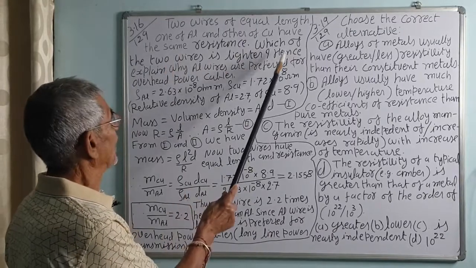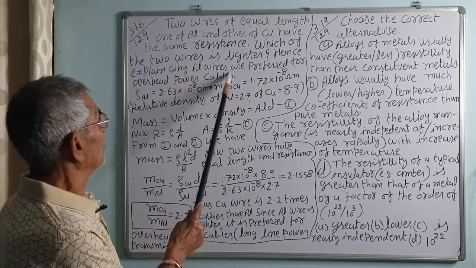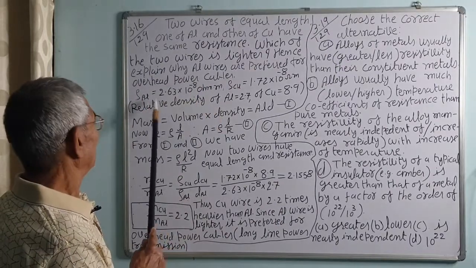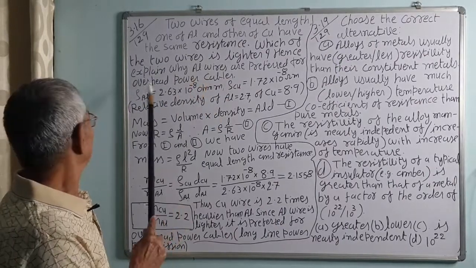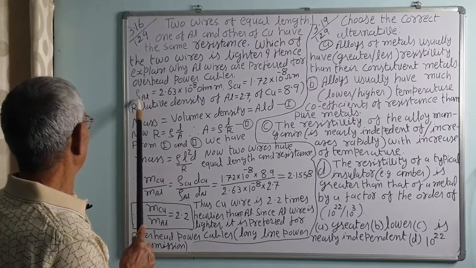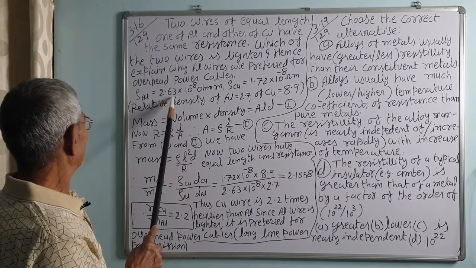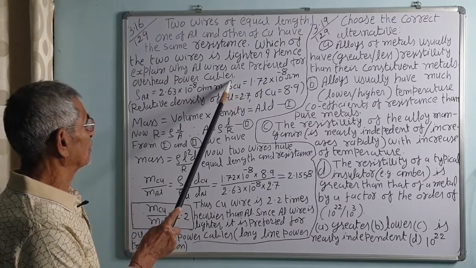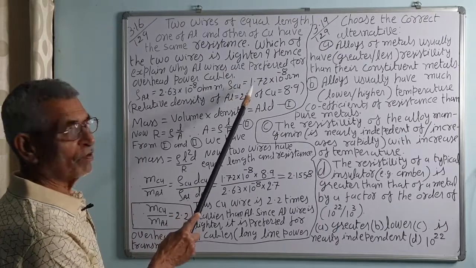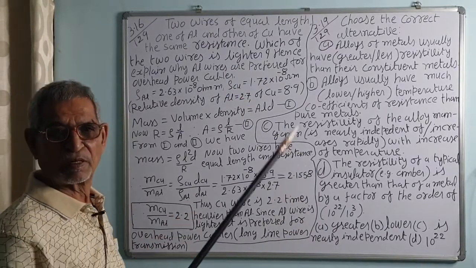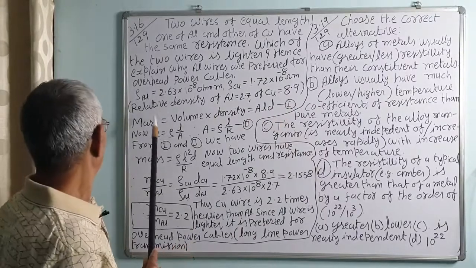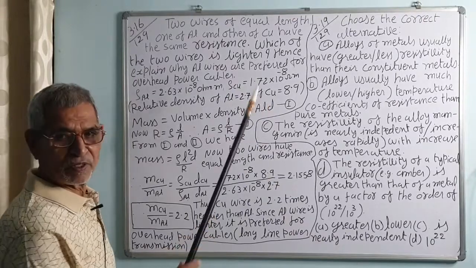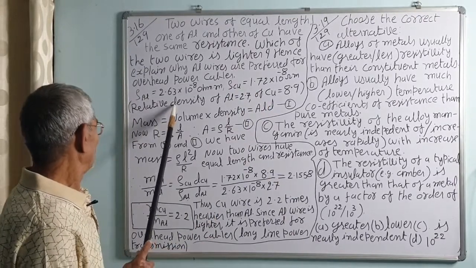Which of the two wires is lighter? Hence, explain why aluminum wires are preferred for overhead power cable lines. The resistivity for aluminum is 2.63 into 10 raised to minus 8 ohm meter. For copper, the resistivity rho copper is equal to 1.72 into 10 raised to power minus 8 ohm meter. Relative density of aluminum is 2.7 and relative density of copper is 8.9.